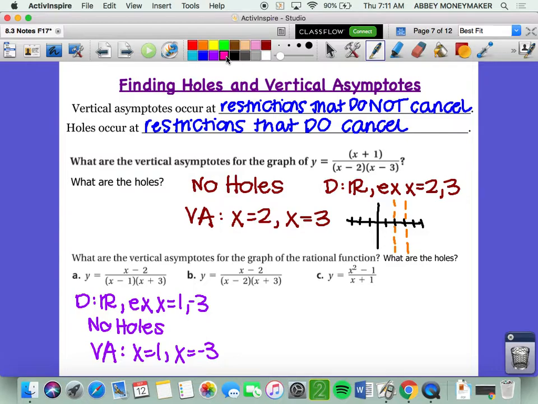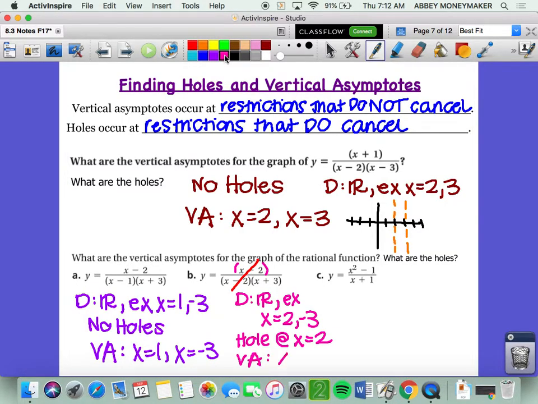On B, again, they already factored it for us. That was nice of them. So we can go ahead and state the domain. That would be all real numbers except when x equals positive 2 or negative 3. Now, do any of the factors on the bottom cancel out with any of the factors on the top? Yes, they sure do. That x minus 2 and that x minus 2, they cancel each other out. So we would say we have a hole when x equals 2, but we have a vertical asymptote when x equals negative 3. So we had both on that one.